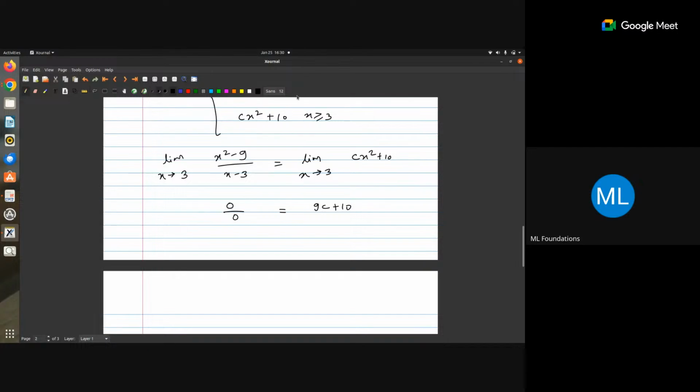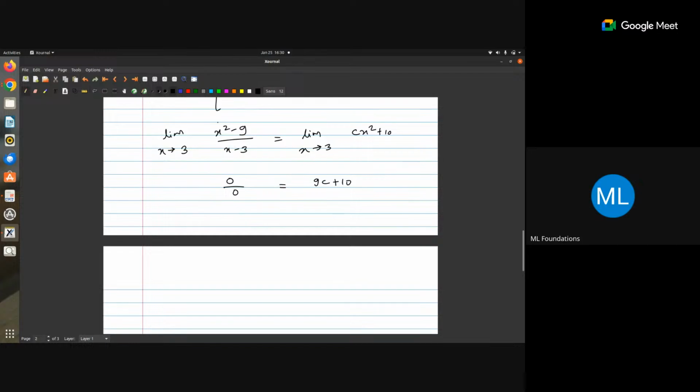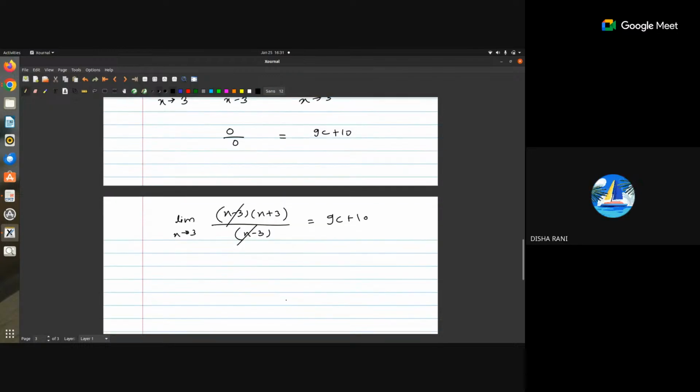To avoid this, there are two ways. I can factorize the numerator: x minus 3 times x plus 3, divided by x minus 3. And I can cancel it. If I plug in 3, it will be 6 equals 9c plus 10. Therefore, c equals minus 4 upon 9. That should be the answer.